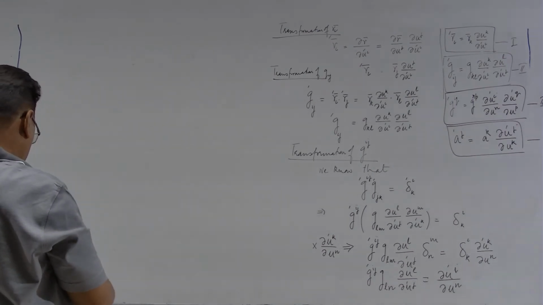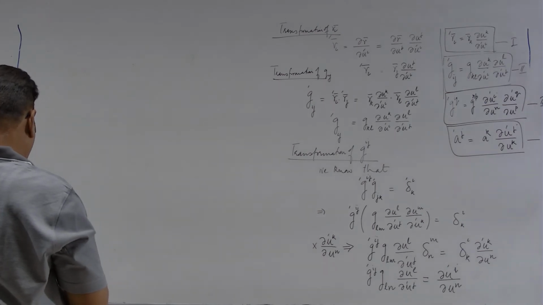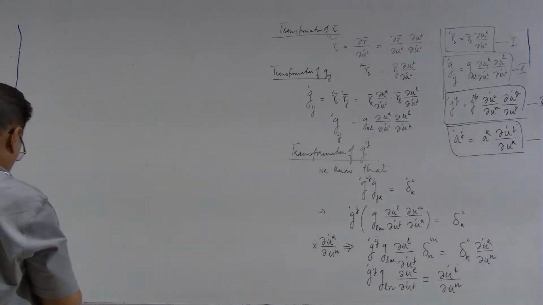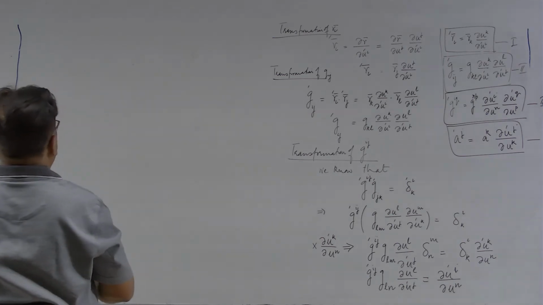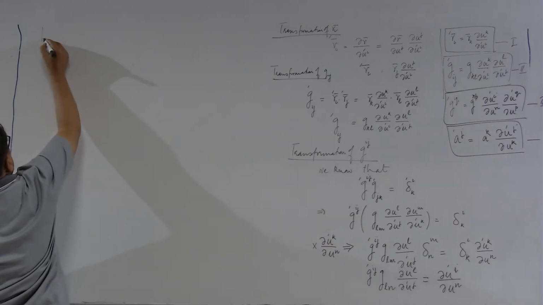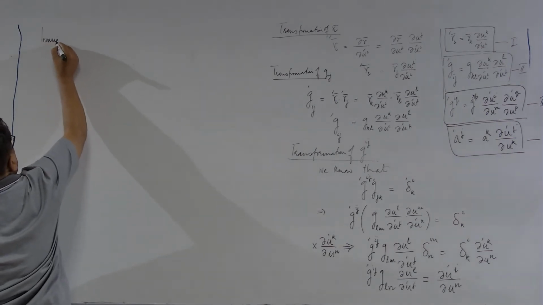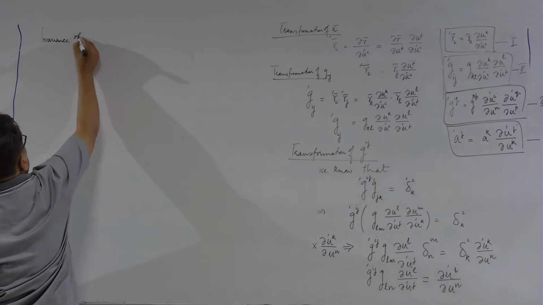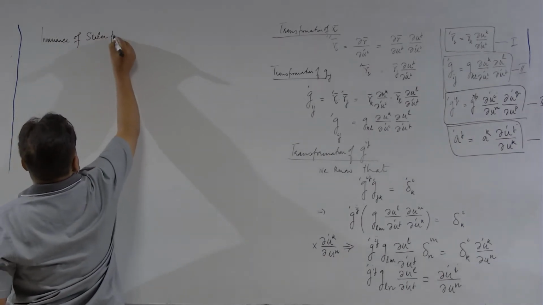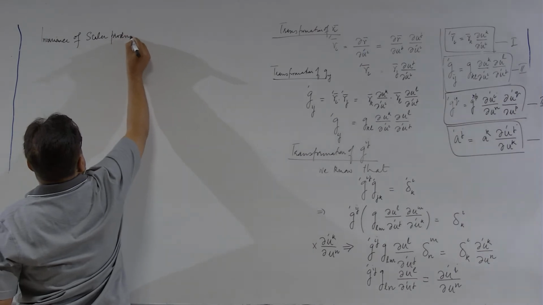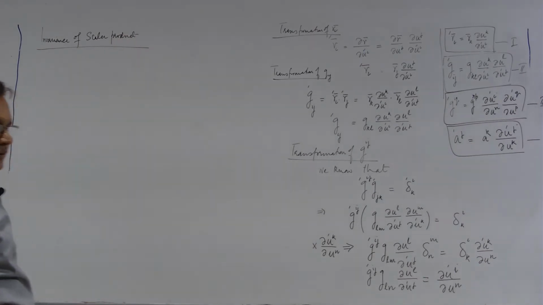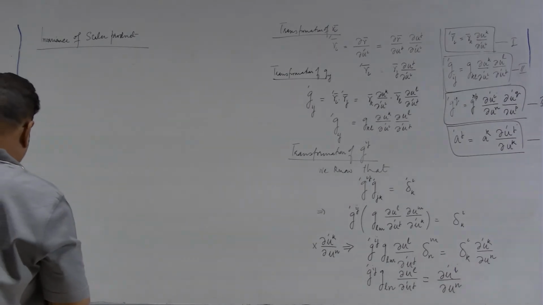So, first of all, invariance of the inner product or scalar product. So, invariance of a scalar product under the change of coordinate transformation.